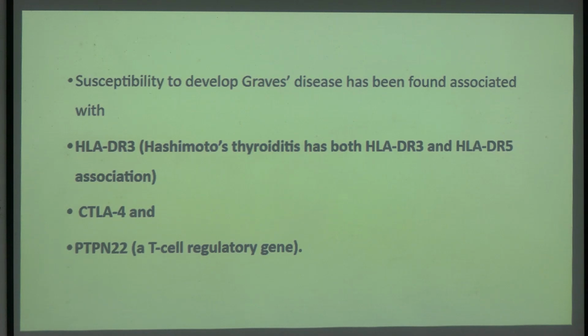CTLA4 and PTPN22. These 3 genes are involved. Number 1 is HLA-DR3, number 2 is CTLA4, and number 3 is PTPN22, a T cell regulatory gene.